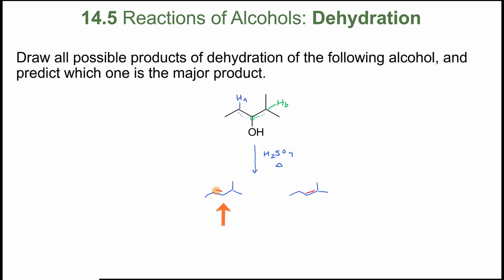So if I look at this, there's 2 carbon groups coming off of this one, so this one is di-substituted. This one has 1, 2, 3 groups. This is tri-substituted. So this one is the major product because there's more groups coming off of there.